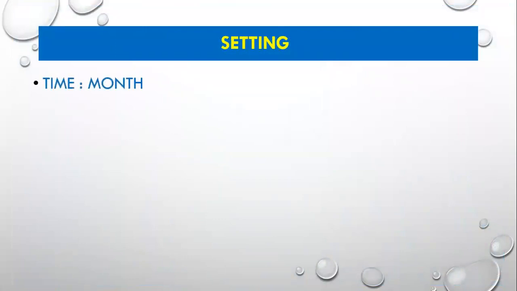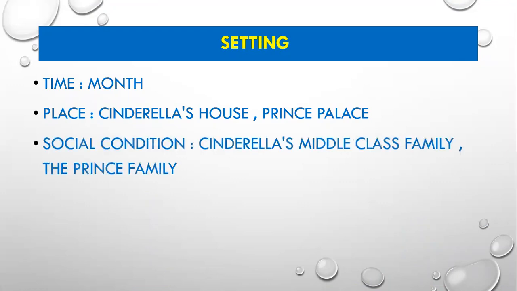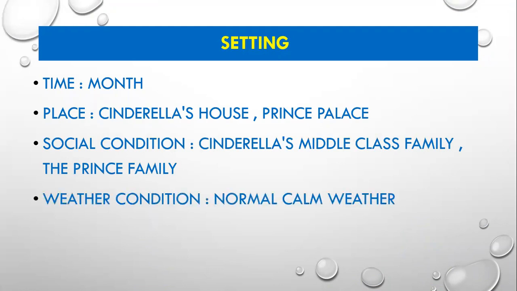Setting. So here we have the time. The time is in the same place, and then after 1 month from the coming of the stepmother and stepsisters. The places are Cinderella's house and the prince's palace. Here we have these two places according to the scenes. Social condition: Cinderella's middle class family and the prince's family. And weather condition: we have normal calm weather. There is no indication about any bad weather in the play.